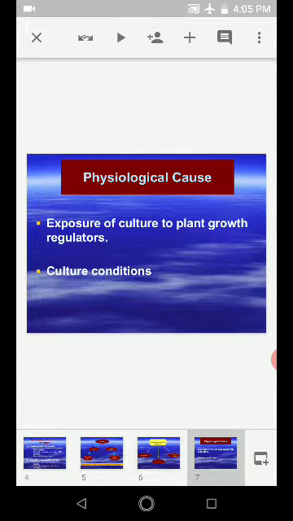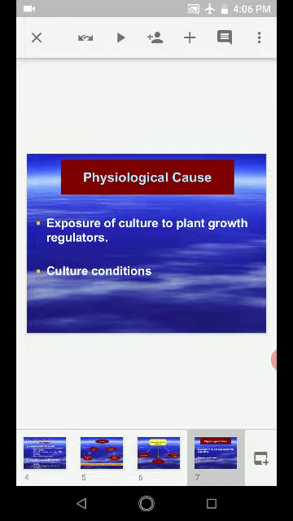In the natural environment, there are no such growth regulators externally applied. They are present inside a plant, but while performing tissue culture, these growth regulators are there in the media itself, and hence they are applied externally to plants. Hence they bring about changes.